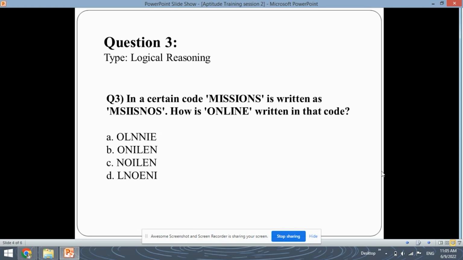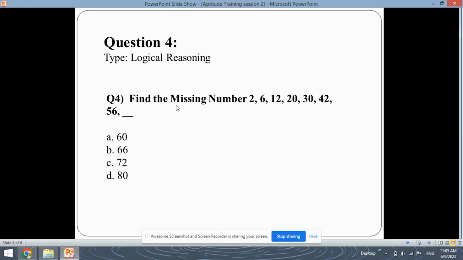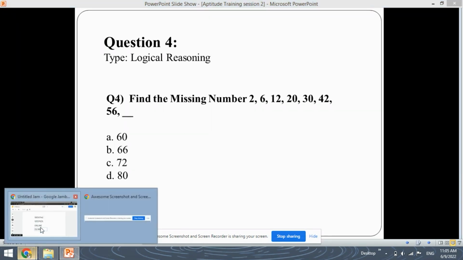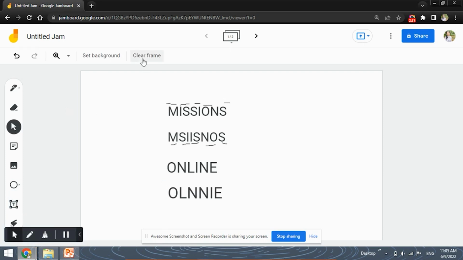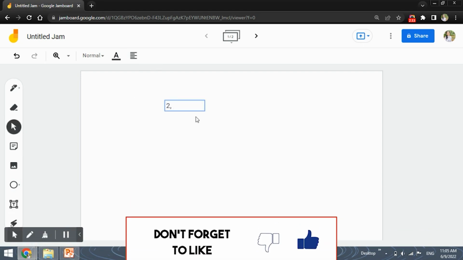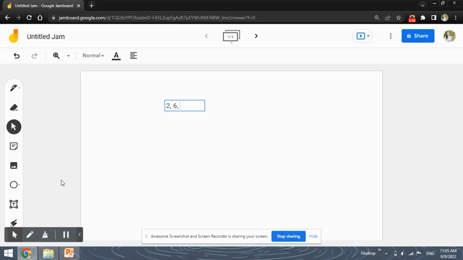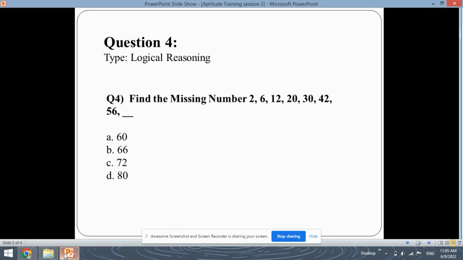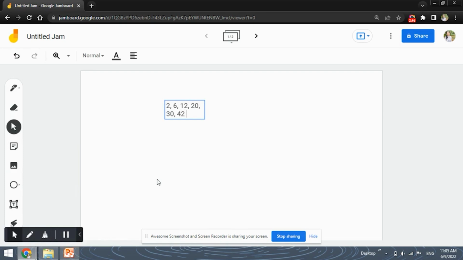Now let's move on to the next question. Find the missing number from this sequence; the last number has to be found out. The sequence is 2, 6, 12, 20, 30, 42, and 56. Let's just copy down this sequence over here: 2, 6, 12, 20, 30, 42, 56.